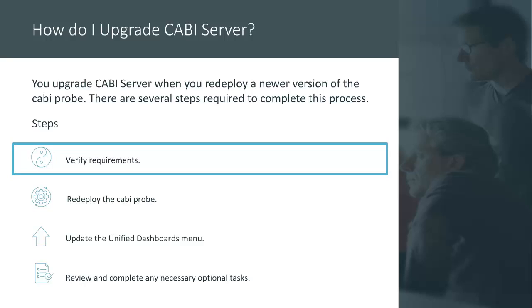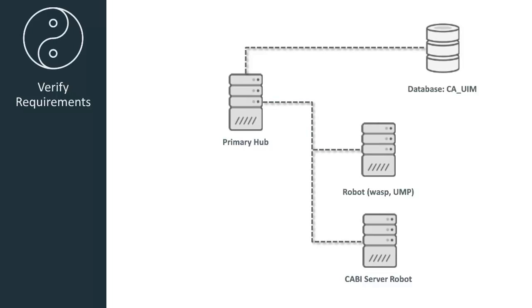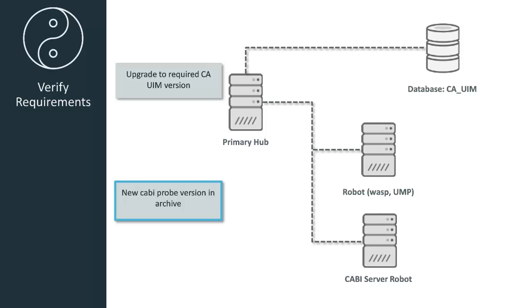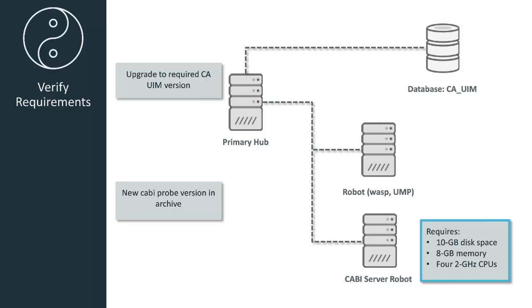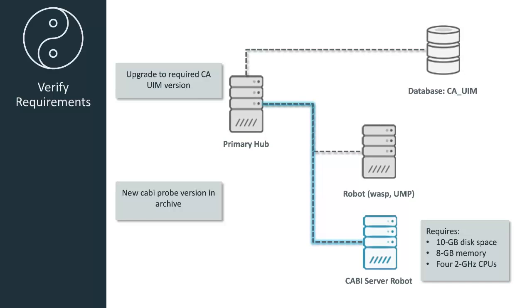The first step is to verify that you meet the minimum requirements for deploying the CABI Probe. To successfully deploy the probe, make sure that you have upgraded to the version of CA Unified Infrastructure Management required for your version of the CABI Probe, and that you have the new version of the CABI Probe in the CA Unified Infrastructure Management archive. You also need to make sure that your CABI Server robot meets the minimum requirements for disk space, memory, and CPUs. This robot should be connected to the primary hub and be a dedicated system for running CABI Server.